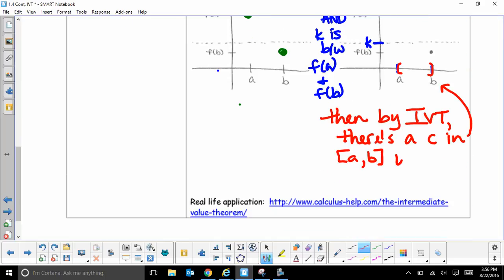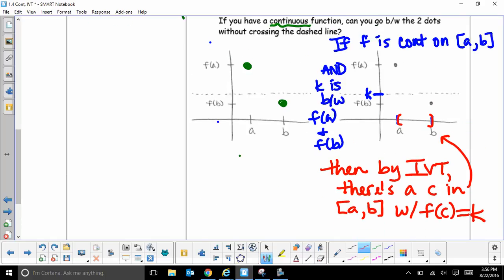With f of c equaling k, that means that there is some c. I'm going to go ahead and just connect these dots, so maybe something that looks like that. This tells me that I have to have some c value in here where the height, when I trace it up, gets me over to k. Well, I can find that because I can trace k over and come down here. This is the c value that IVT guarantees me has to happen.